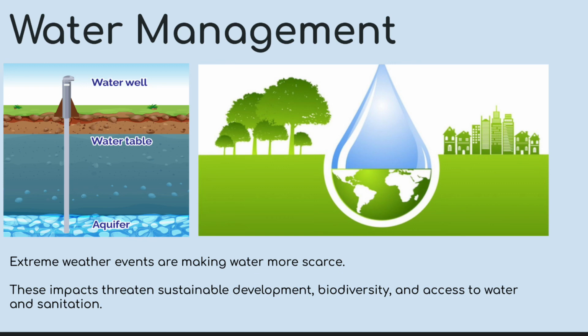Extreme weather events are becoming more and more common, making water contaminated, scarce, or otherwise unavailable. These threaten sustainability, development, biodiversity, and access to water and sanitation. All of these are very bad for people and the environment.